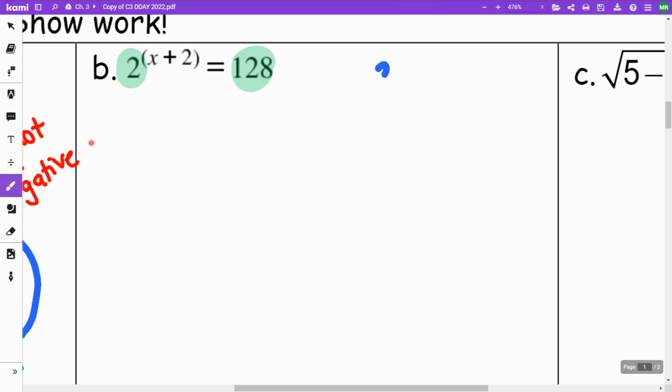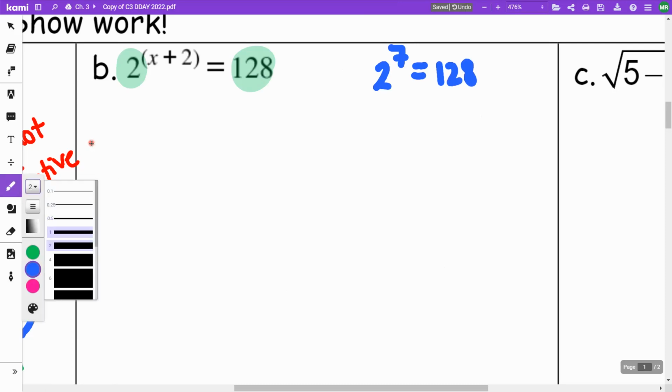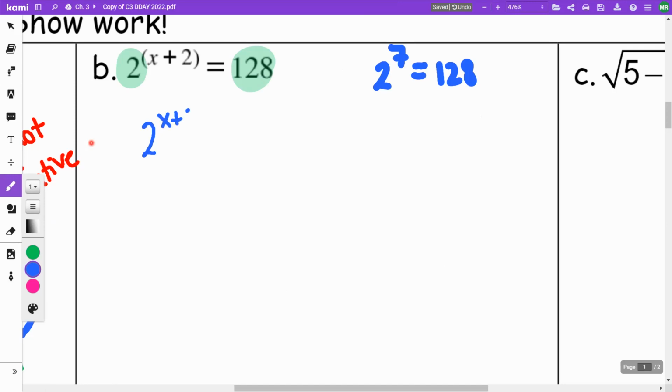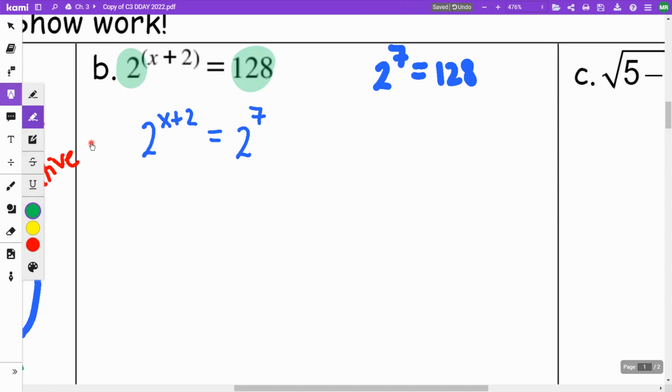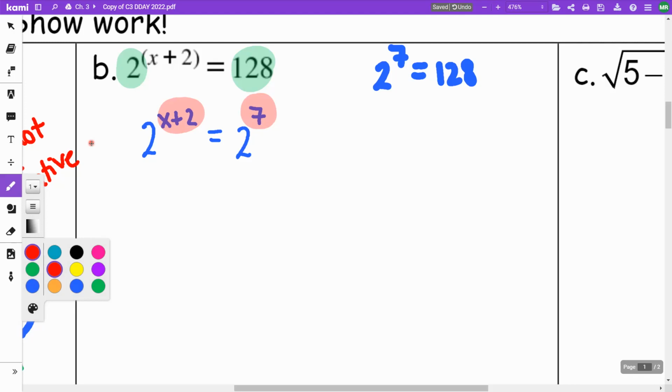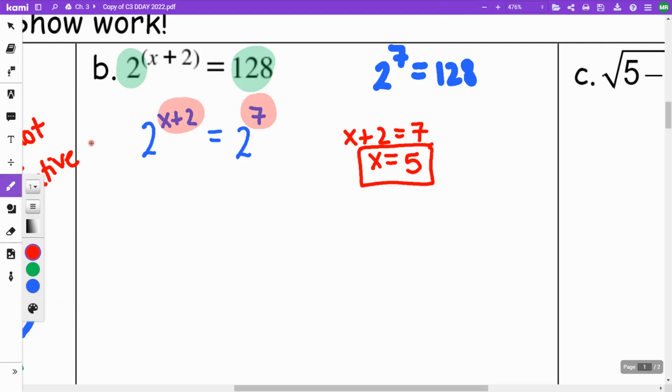So can I rewrite 128 as 2 to a power? And it's actually going to be 2 to the 7th is equal to 128. So I am going to rewrite this as 2 to the x plus 2 equals 2 to the 7th. And once my base is the same, that means that x plus 2 has to be the same as 7. So I'm really going to be working out x plus 2 equals 7, which tells me x is 5. And that's your answer.